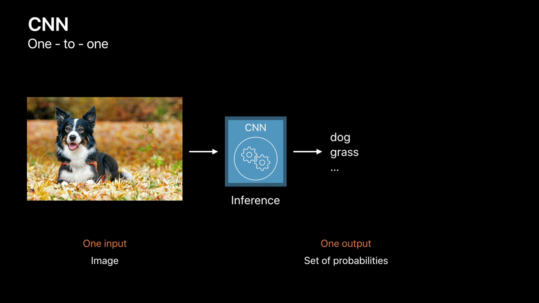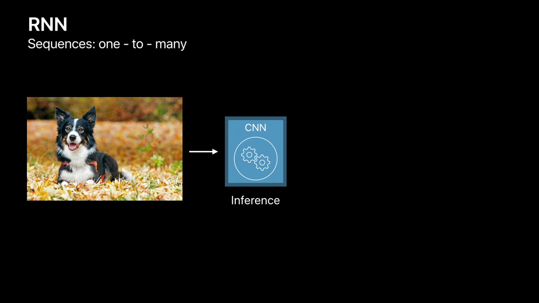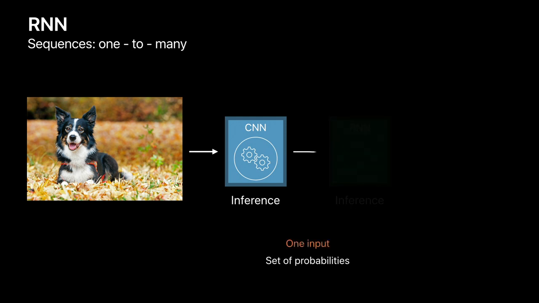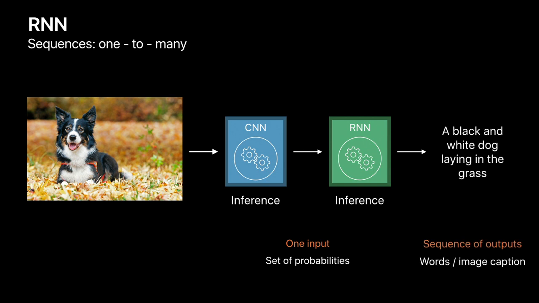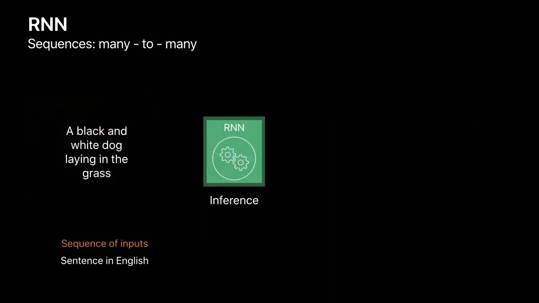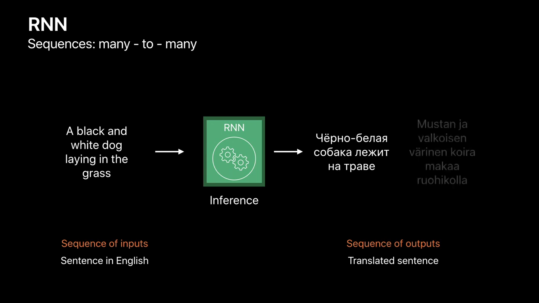RNNs, on the other hand, have memory, and they're good at operating on sequences. So they can take one input, such as a set of probabilities of what is depicted in the image, and generate a sequence of outputs, so a sequence of words that make up a caption for this image. They can also take a sequence of inputs, such as a sentence in English, and generate a sequence of outputs, such as the same sentence translated to a different language, like Russian or Finnish.